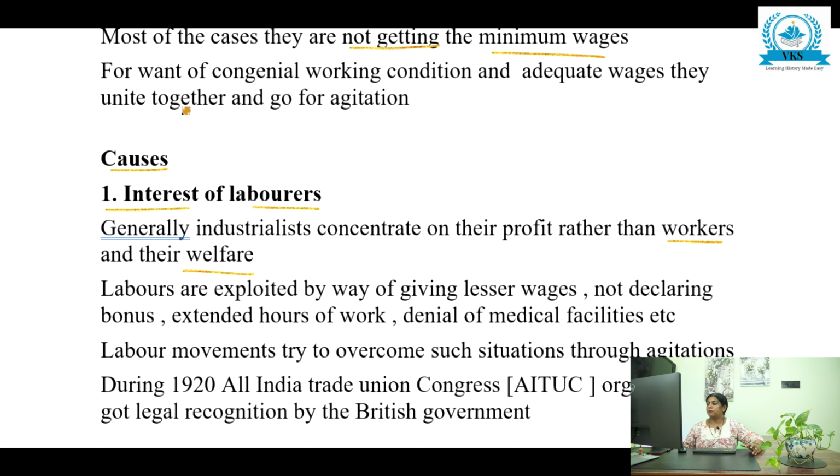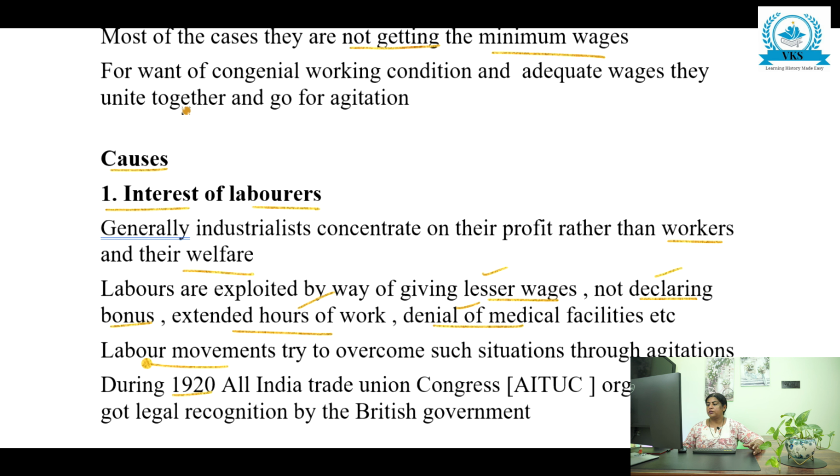They are exploited by way of lesser wages, not declaring bonus, extended hours of work, denial of medical facilities, etc. So all these are the ways in which laborers are exploited, that is lesser wages, not declaring bonus, long working hours, denial of medical facilities, etc. Now labor movements try to overcome all these situations through agitations.